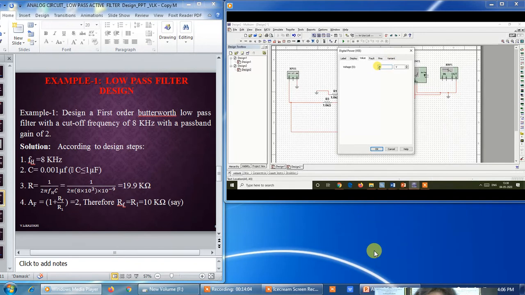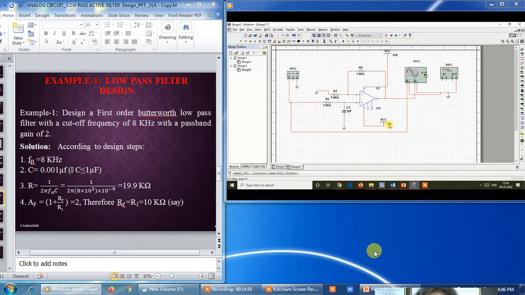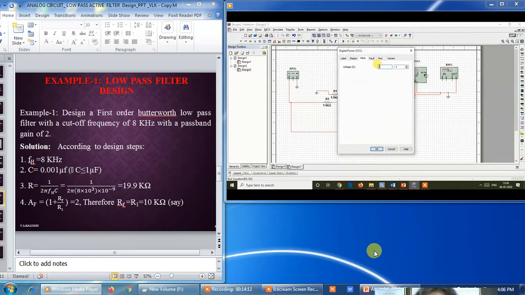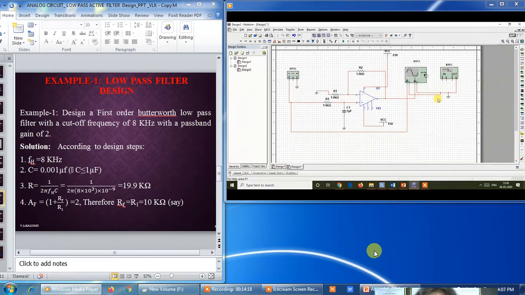You can also change the value of this plus VCC and minus VEE using this. Here the plus VCC and minus VEE are plus minus 15 volt, and the negative terminal of this Bode plotter is also connected to the ground, and the positive terminal of the Bode plotter is connected to pin number 6 of the op-amp.